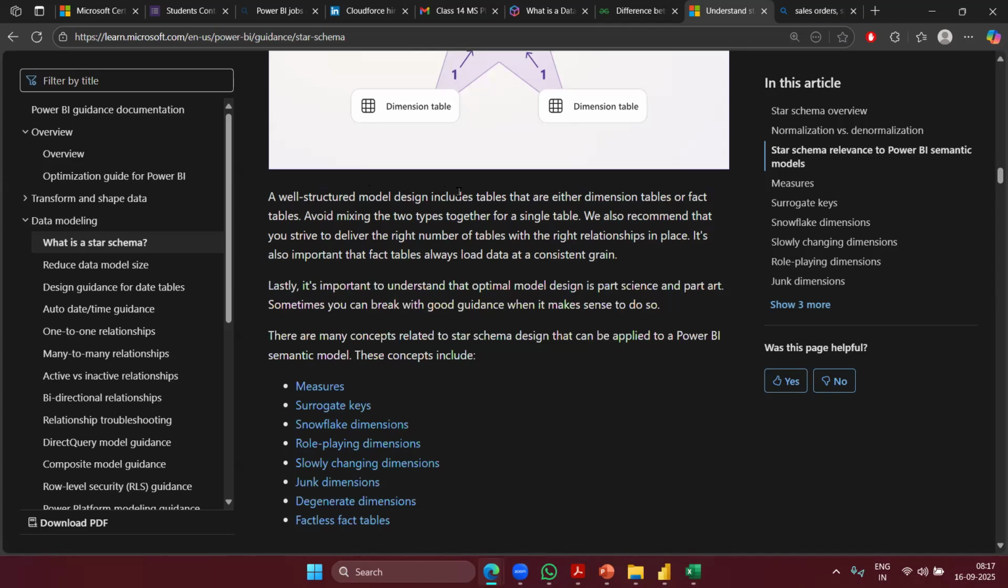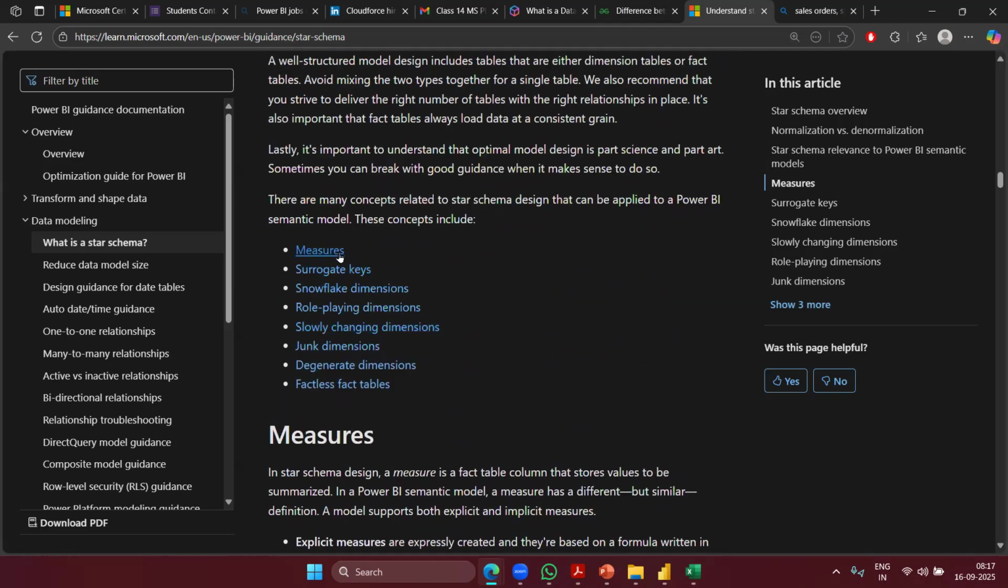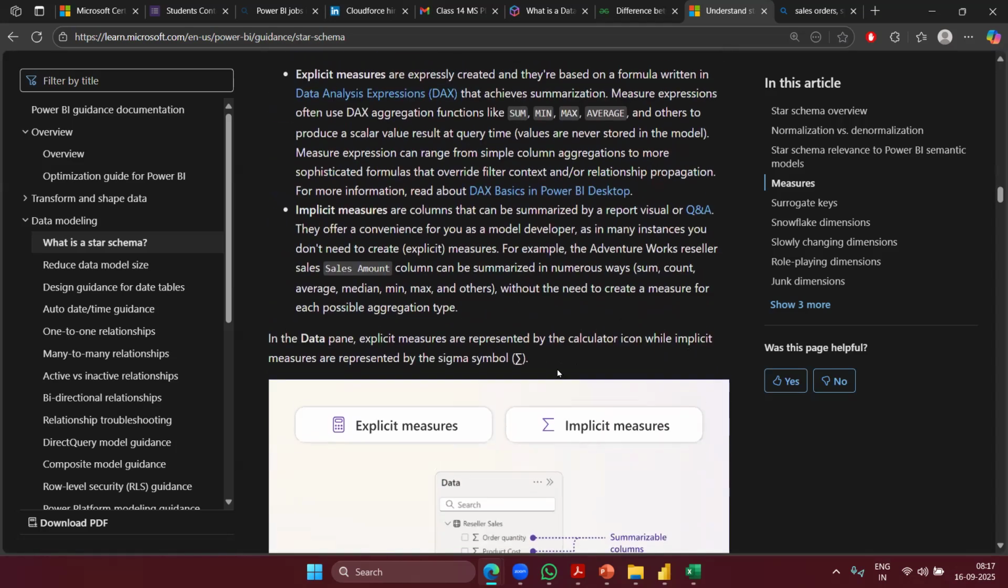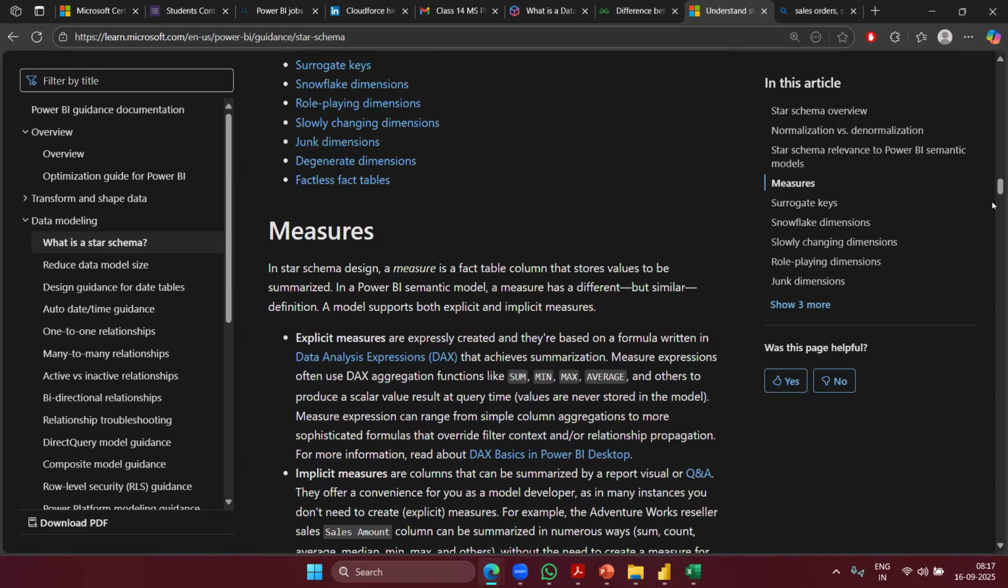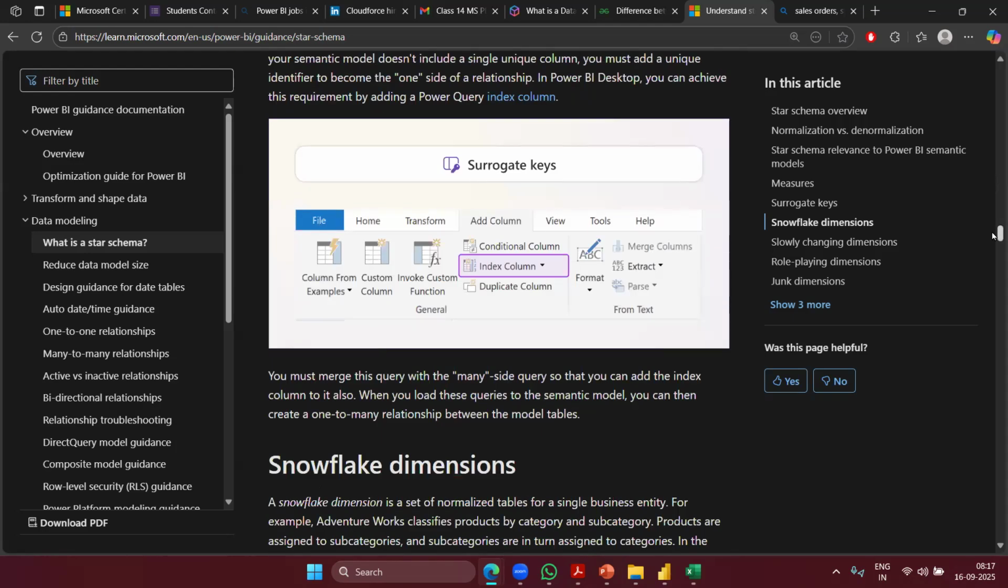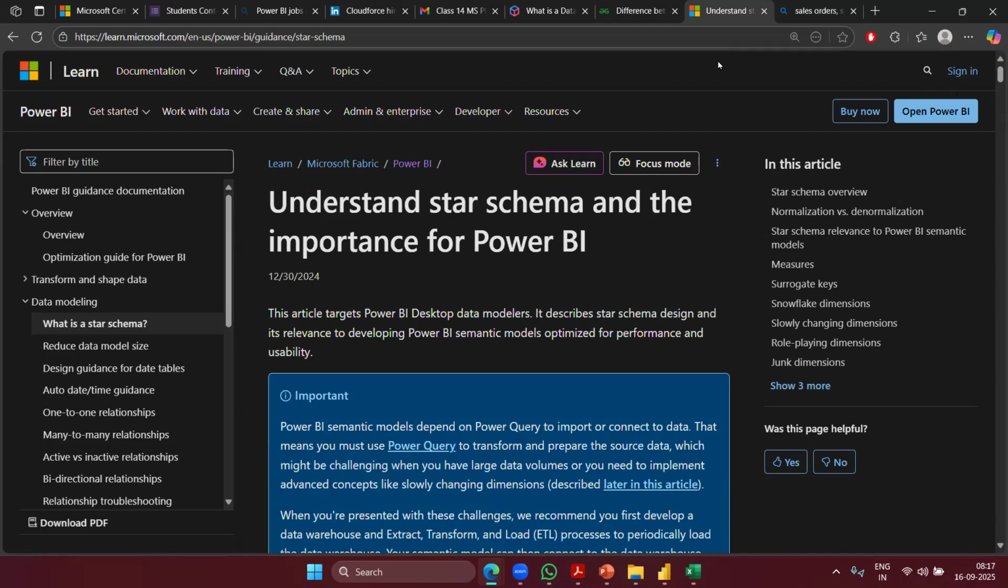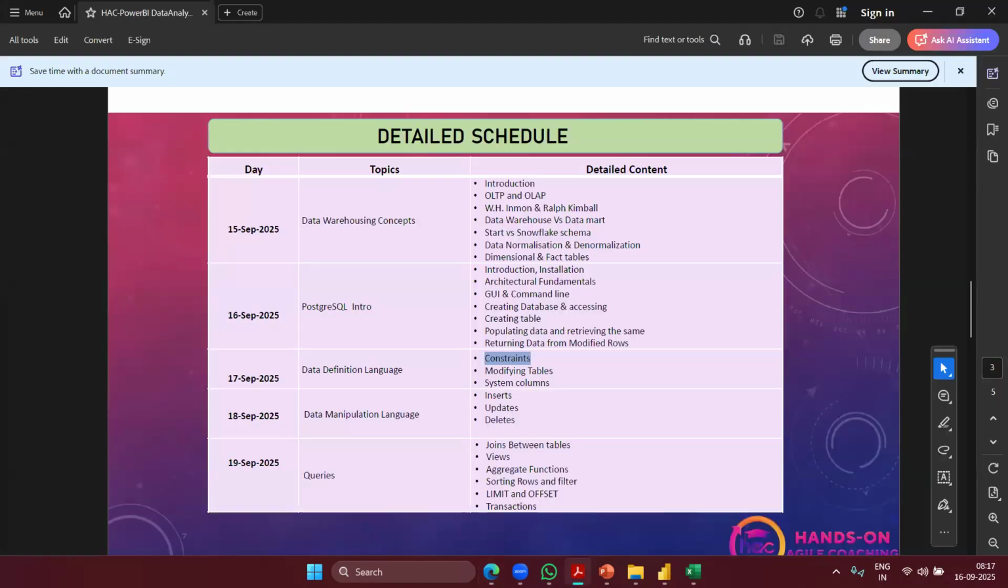A well-structured model design includes tables that are either dimension tables or fact tables, and there is more about these things. I would request you to read this article because I'm going to share it with you for further knowledge.